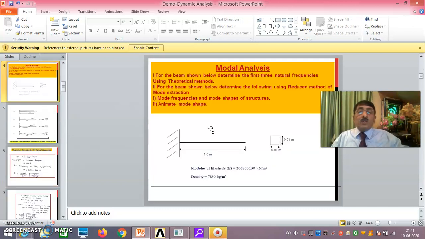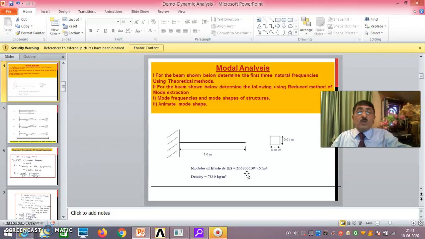Now, I have told you this is a simple beam, length 1 meter, breadth B is 0.01 meter and height H is 0.01 meter. The modulus of elasticity is 2.068 into 10 to the power of 11 Newton per meter square. Density is 7830 kilogram per meter cube.